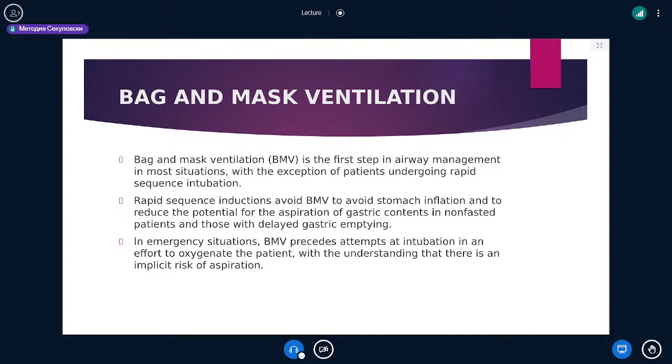Rapid sequence induction avoids bag and mask ventilation to avoid stomach inflation and to reduce the potential for aspiration of the gastric contents in non-fasted patients and those with delayed gastric emptying. In an emergency situation, we don't do this ventilation procedure. We attempt intubation in an effort to oxygenate the patient, with the understanding that there is an implicit risk of aspiration.